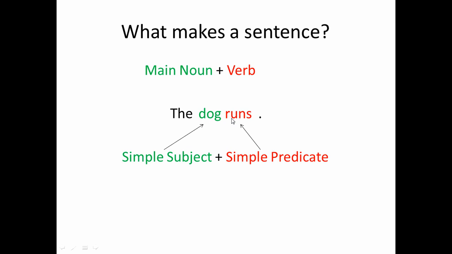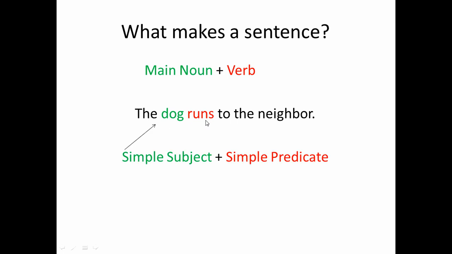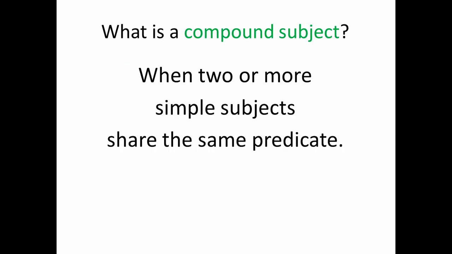The dog runs. Who or what is the sentence about? Dog. What does the dog do? Runs. Let's try another one. The dog runs to the neighbor. Who or what is the sentence about? It's about dog. What does the dog do? It runs. There's our simple subject. There's our simple predicate. So what's a compound subject? That's what today's lesson is about. Compound, remember, means to combine.